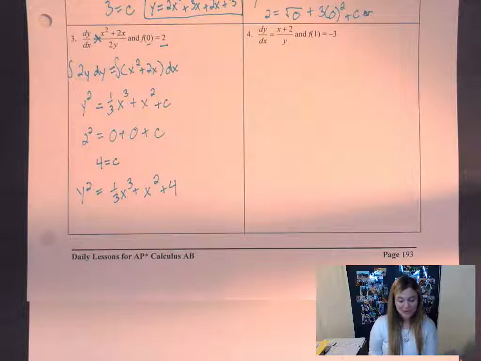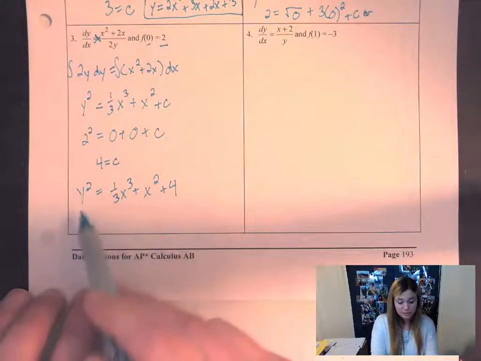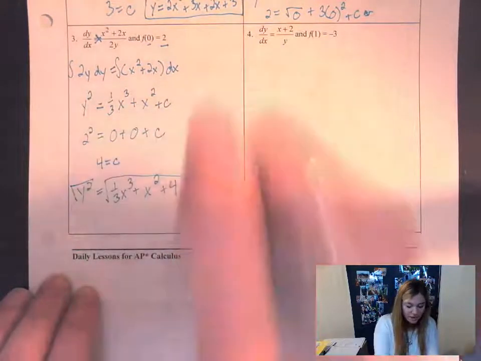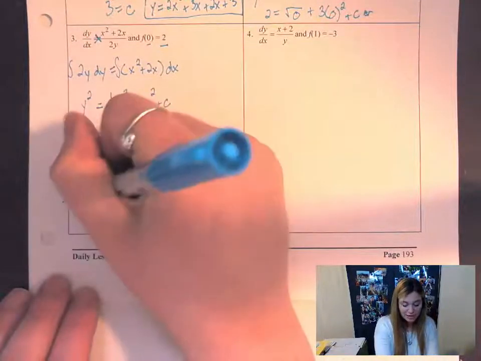What you need to do on this one is you need to say, well, I'm finding the particular solution, which means I actually have to get y by itself. So I'm going to take the square root on both sides. But remember when you're introducing the square root that your answer can either be positive or negative?